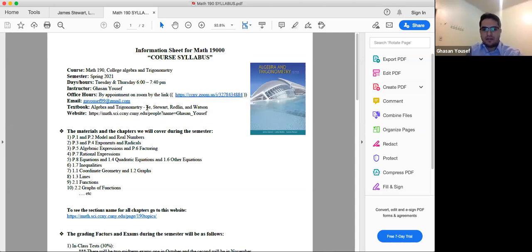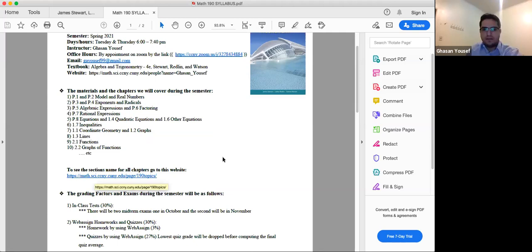For the textbook, it's Algebra and Trigonometry, 4th edition, by this author. And this is the cover page of the book here. And the website is in the math department. This is my website. Maybe I will post anything there. The material we'll cover this semester is easy and will be smooth. We'll cover P1, P2, the model and real numbers, P3, P4, and P5. You will see it in this link. Let's click and go over this link. You'll see all the sections we talk about. Let me show you.